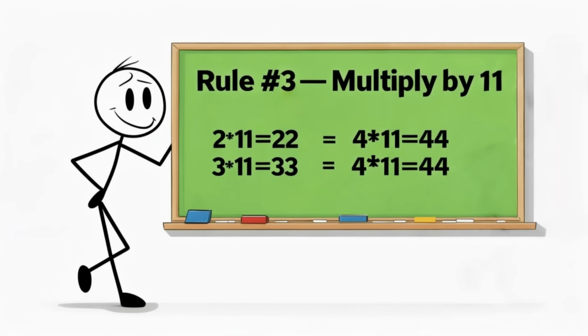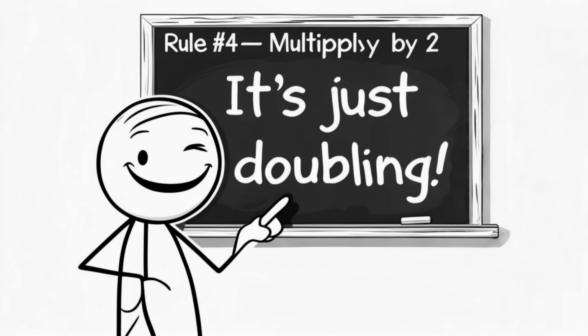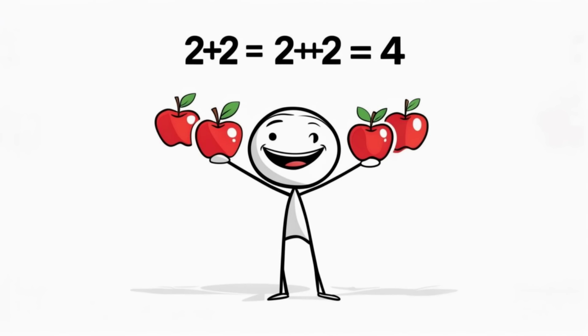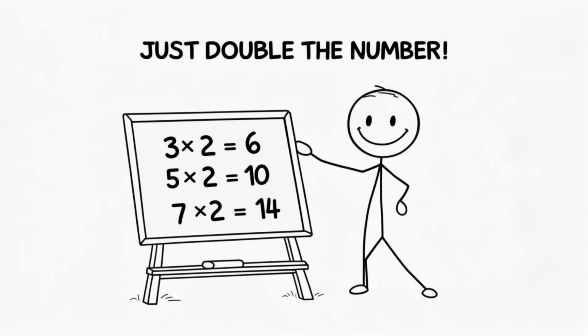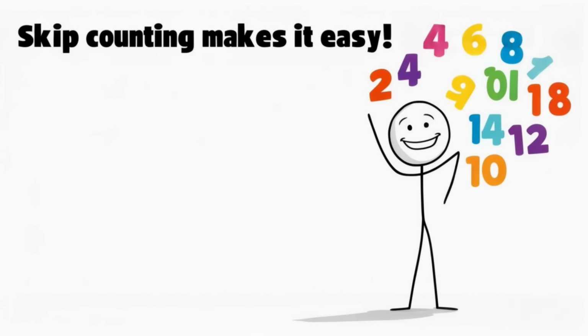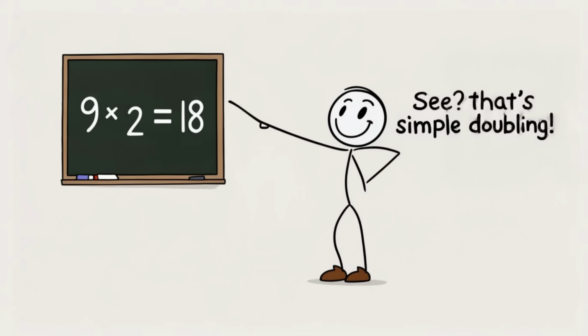Now, let's jump to rule number 4, multiplying by 2. This one is super simple because it's just doubling. 2 times 2 is the same as 2 plus 2. 3 times 2 is 3 plus 3. 5 times 2, 5 plus 5. That's 10. If you ever forget, you can also use the skip counting method. That means you count by 2s, like this. 2, 4, 6, 8, 10, 12, 14, 16, 18. When you reach the 9th count, you stop. 9 times 2 is 18. Pretty neat, right? With this rule, you now know 77 multiplication facts. See how fast this is going?